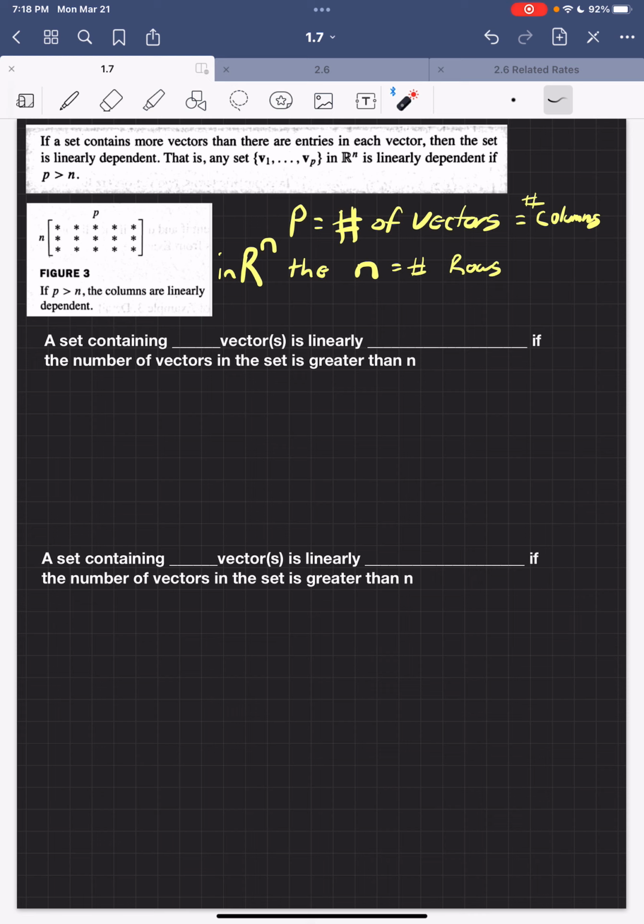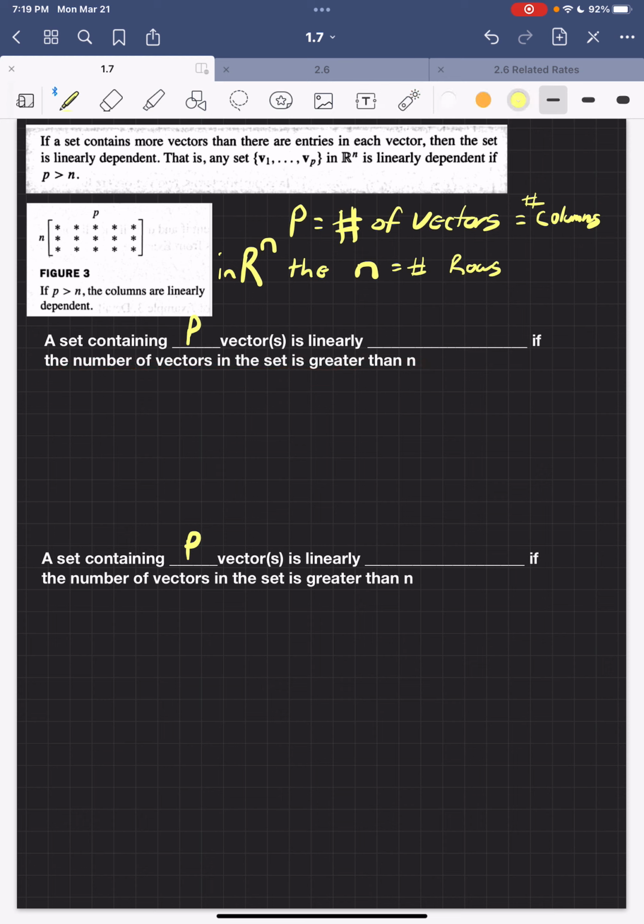So in each of these statements, it reads a set containing blank vectors. Now remember, we're going to let P equal the number of vectors. And again, you can see how when you have a vector, like (2, 2, 2), that would end up becoming one of the columns of your matrix. So our set contains P vectors. Now, is it linearly independent or dependent? Here it is: if the number of vectors in the set is greater than n. All right, so I'll come back to this part. So the number of vectors in the set is greater than n.